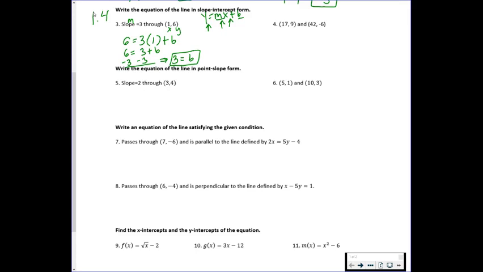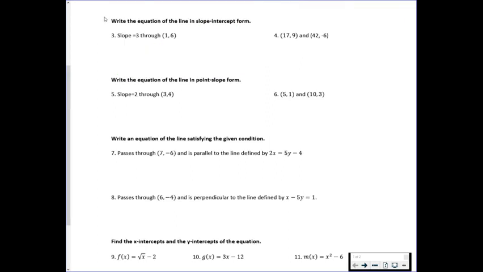Okay, so I plugged in x, y, and the m to solve for b. Now that I've got my slope and my y-intercept, I can put those together. Y equals, my slope was 3, x, my y-intercept is also 3. And that is your linear equation passing through that point with a slope of 3 in slope-intercept form. Let's do number 4.